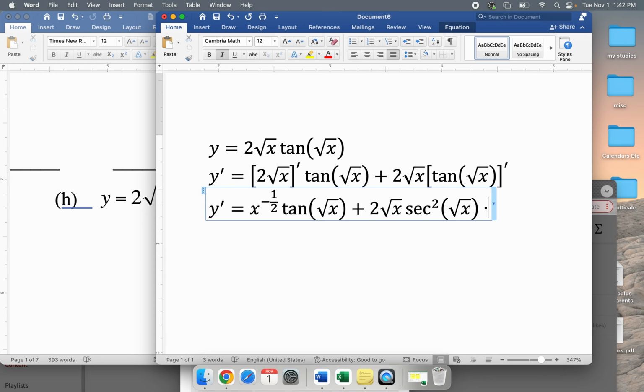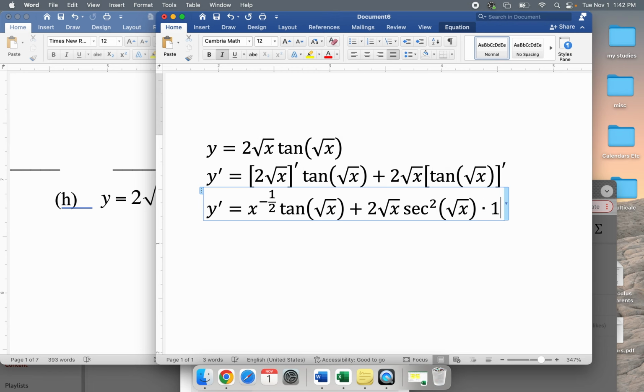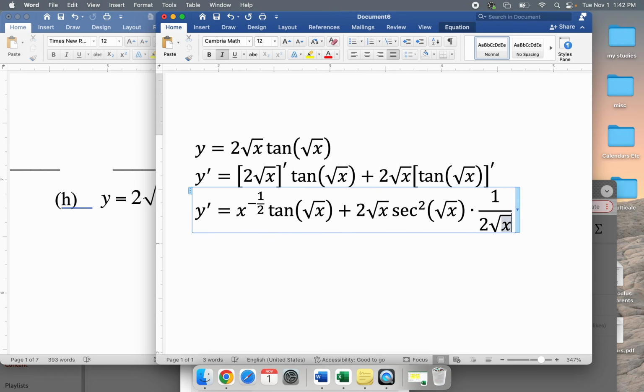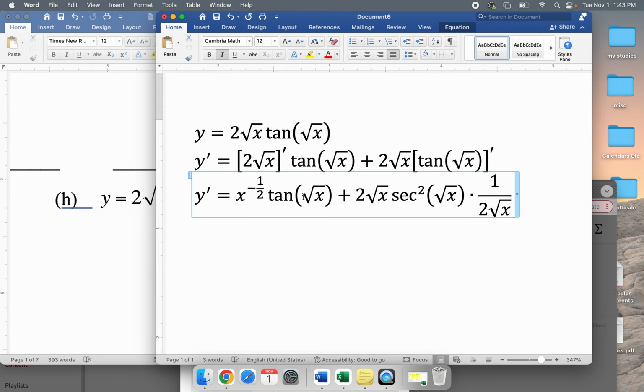That's the derivative of root x. I know from experience that that's just 1 over 2 root x. I guess we could clean this up a little bit, because if you wanted, you could put this x to the negative 1/2 into the denominator of this term, and then this term and this term would have almost the same denominator.